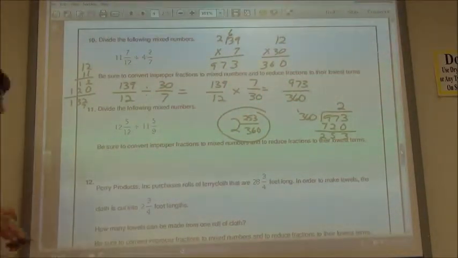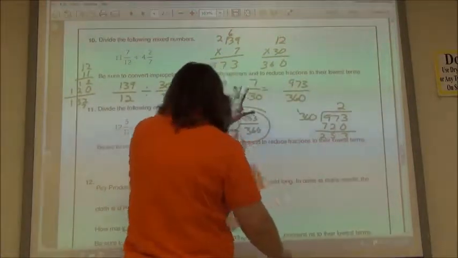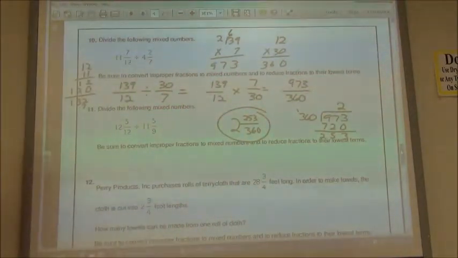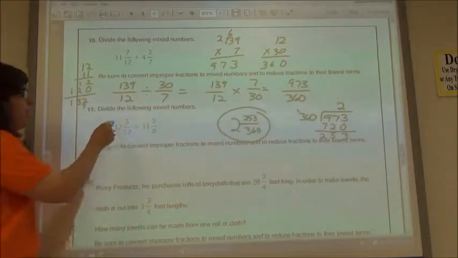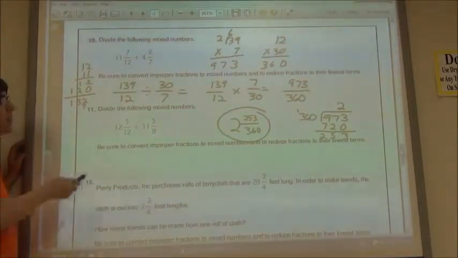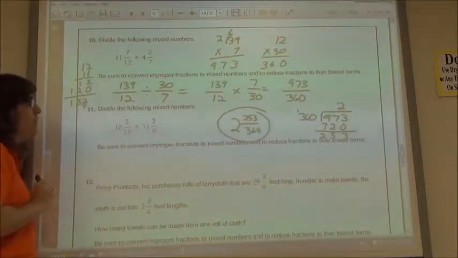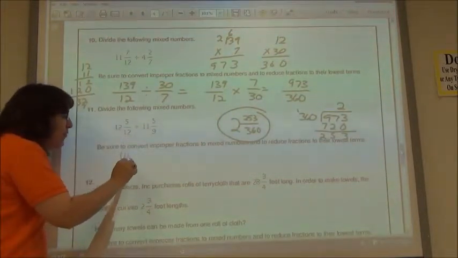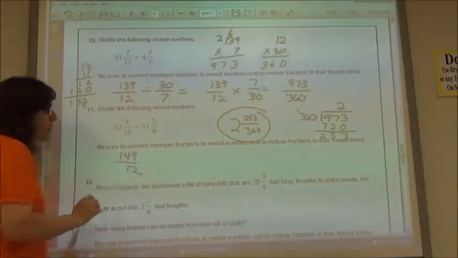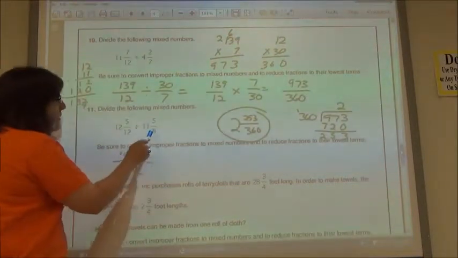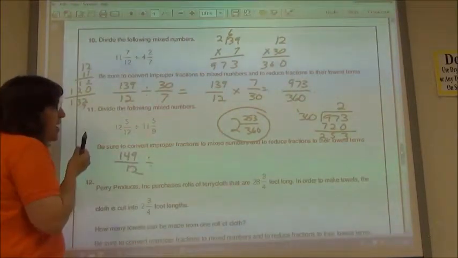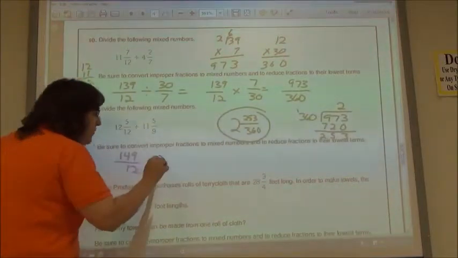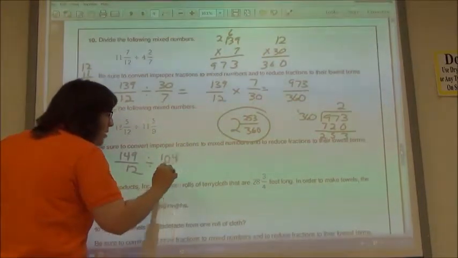Number 11 is the same kind of thing. Since I kind of wrote down on number 11 spot, I'm going to write with a different color. Here, changing that into an improper fraction. 12 times 12 is 144 plus 5. 144 plus 5 would be 149/12. 9 times 11 would be 99, so 99 plus 5 would be 104/9.